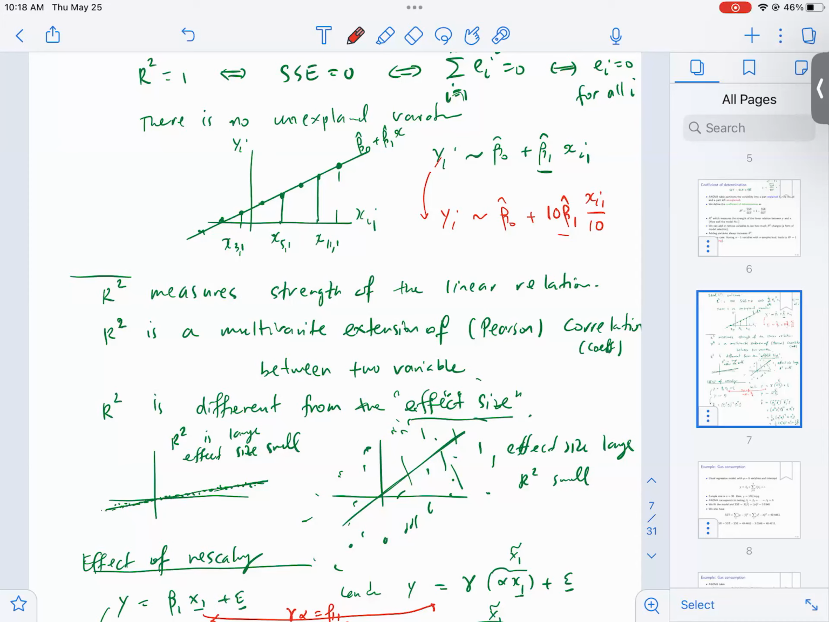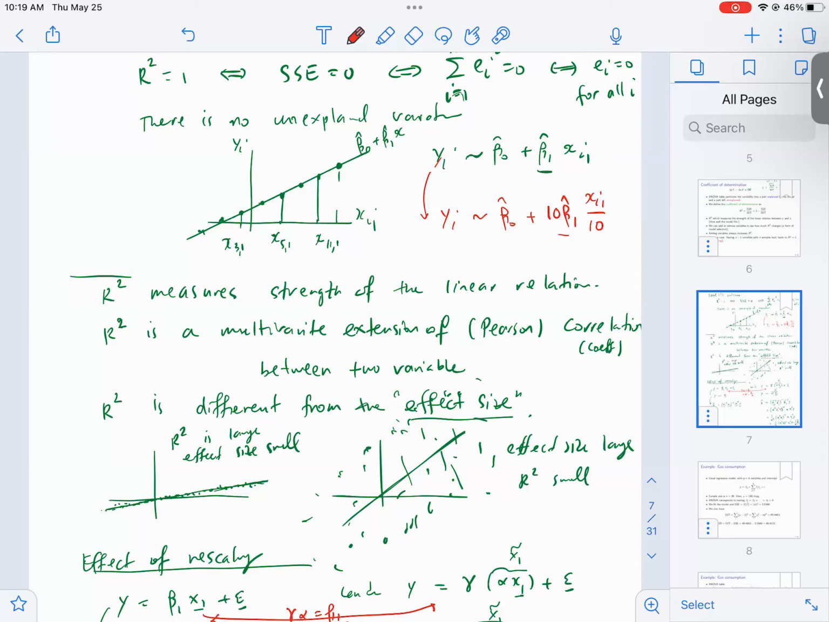Anyone knows whether it's going to change? No. Can you prove it? How can you prove that it's not going to change? So you just showed that if you rescale x1 by 10, you divide by 10, you multiply beta hat by 10. So what happens to the fitted values? Fitted values don't change, the residuals don't change. Residual sum of squares don't change, so SSE doesn't change. SST doesn't depend on this part, it just depends on y.